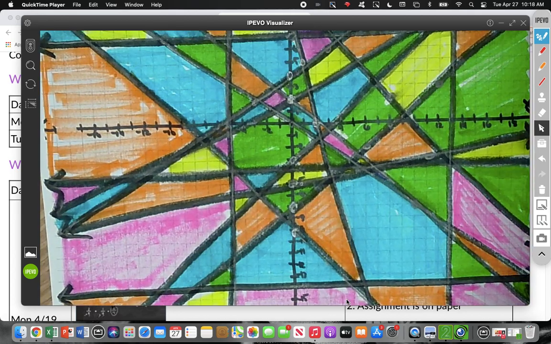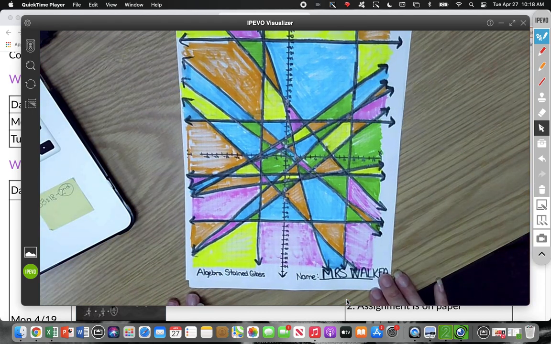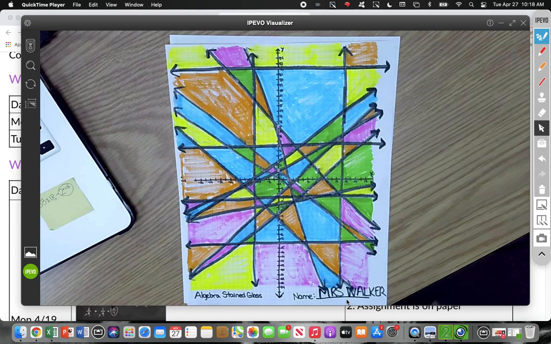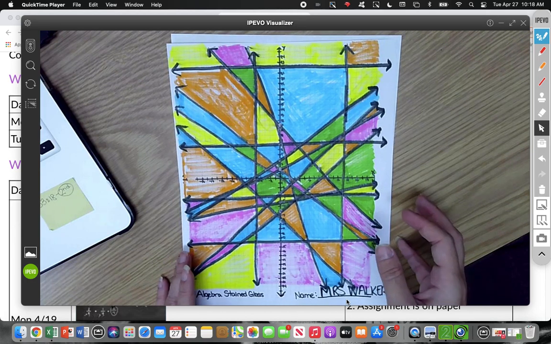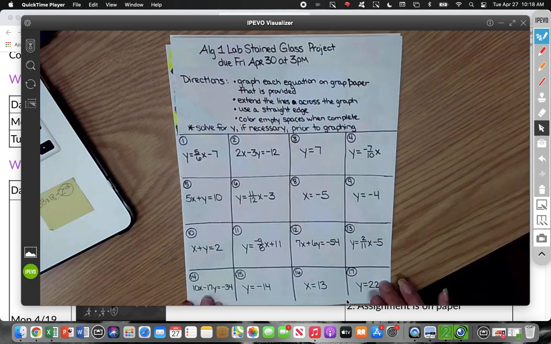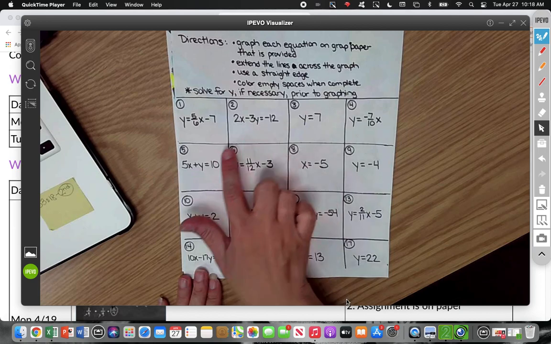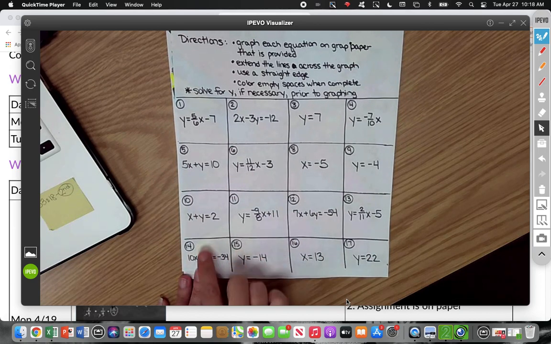I colored with highlighters just because I like bright colors and it reminds me of spring and summer and it made me happy. So this is what it would look like whenever you are done. And it does have 17 equations. Then on the ones that aren't solved, like number 2, number 5, number 12, number 10, and number 14, you do have to do some work on those.